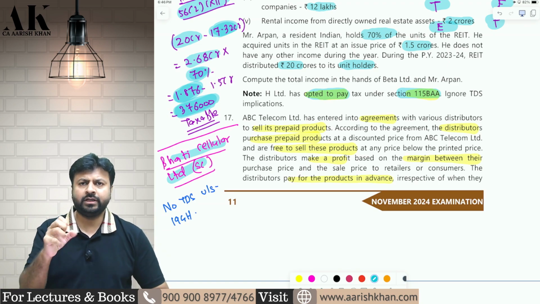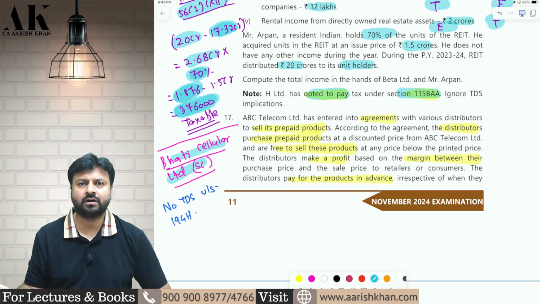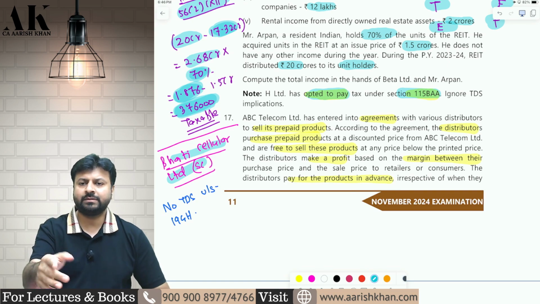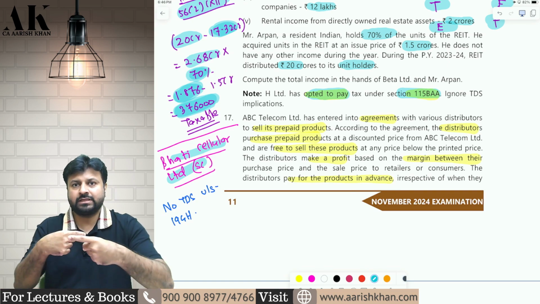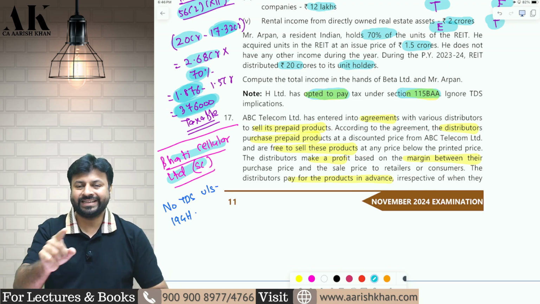I am a telecom company, you are a distributor. I am giving you SIM cards, and I am telling you, sell the SIM cards. Whatever SIM cards I will sell you, you will sell. I will give you 100 rupees for every SIM card. And if you are not able to sell the SIM card, give me back. Now there is a principal agent relationship. I am not insisting that you have to keep the SIM card. So in that case, I have to deduct TDS.